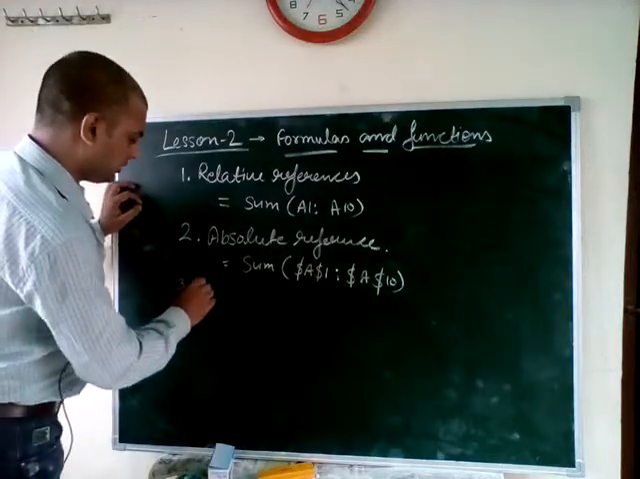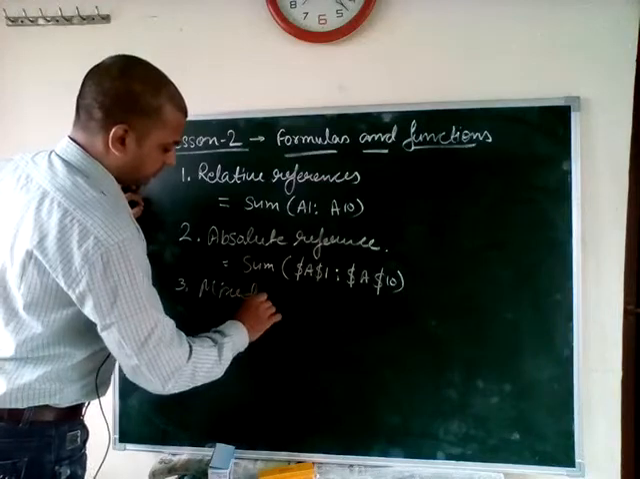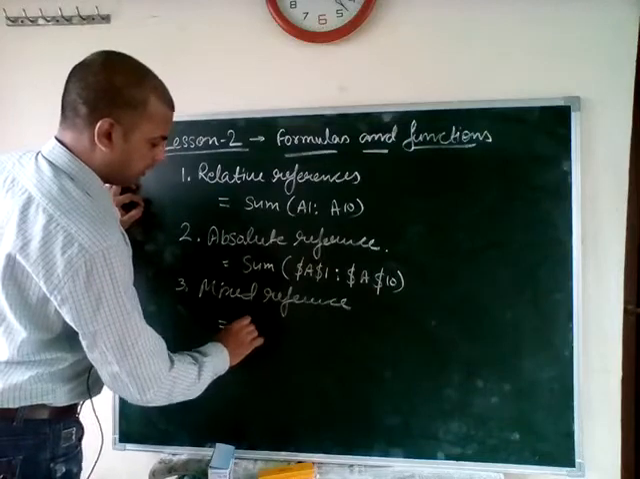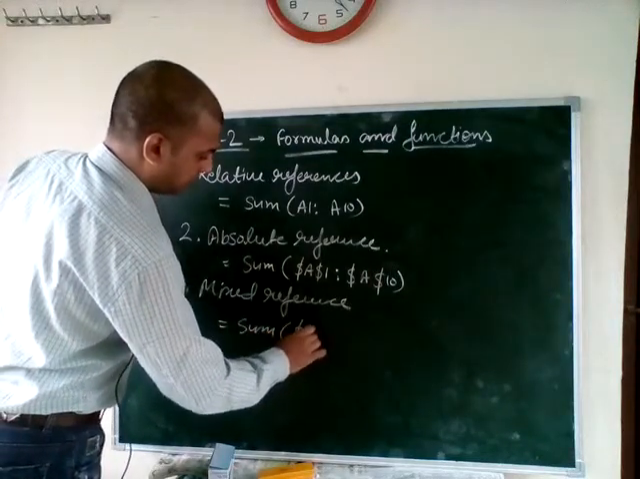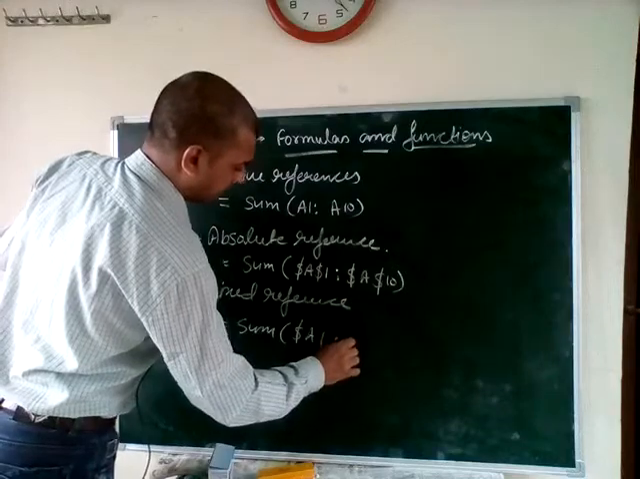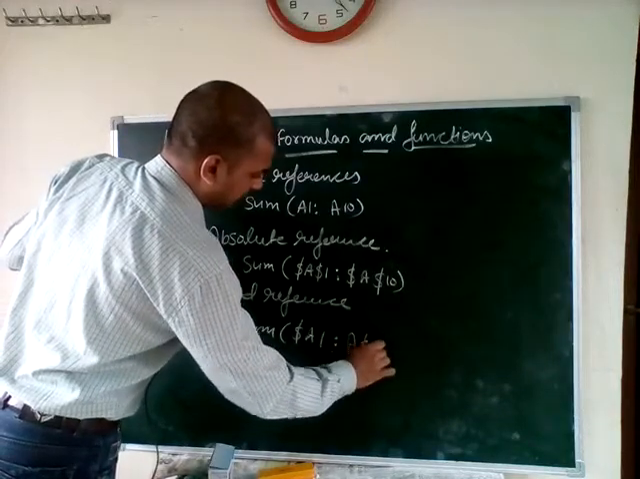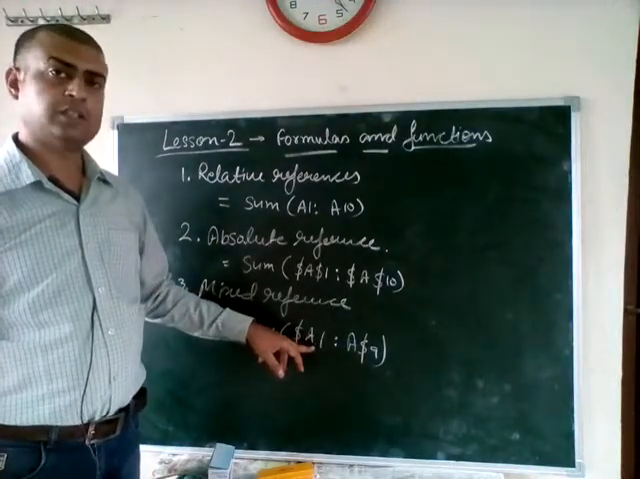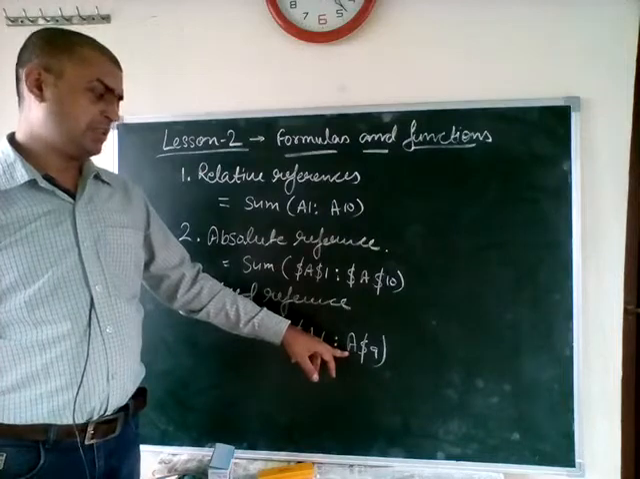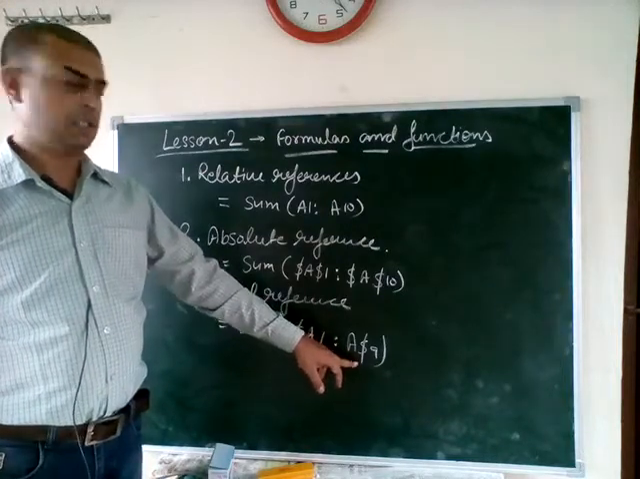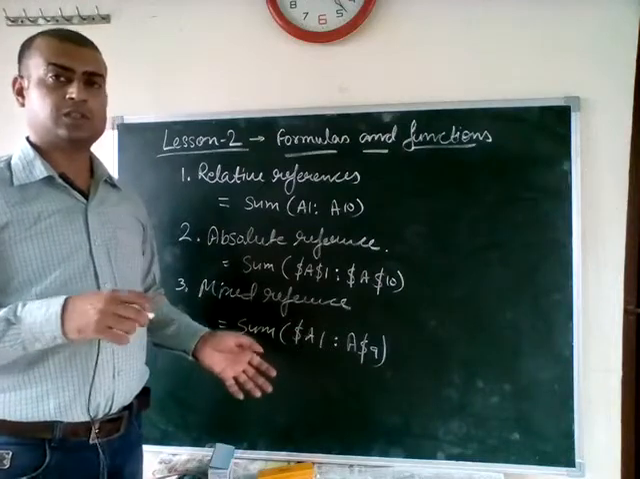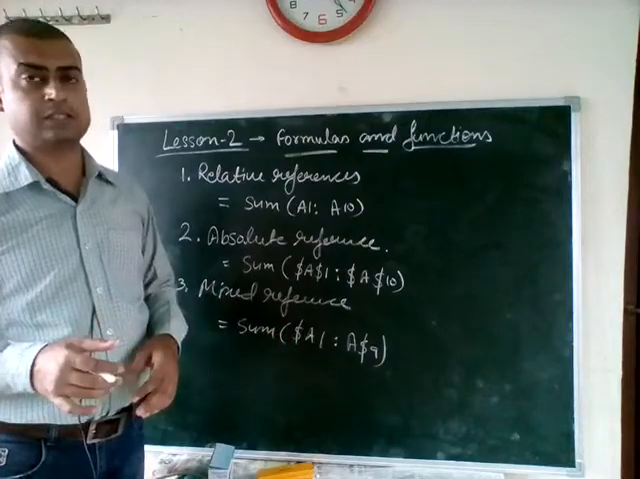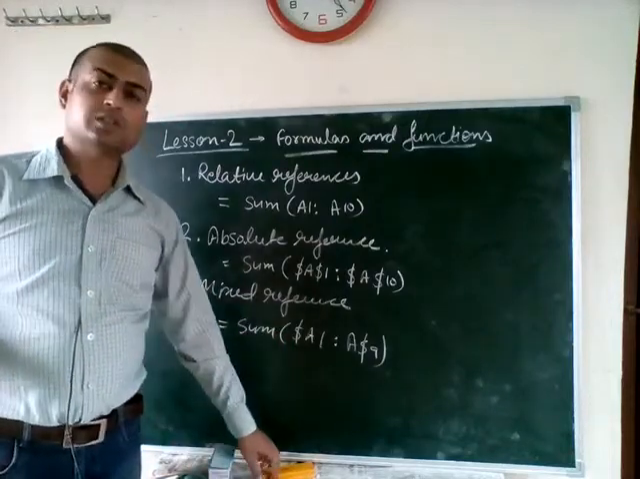Then number three is mixed reference. If SUM $A1 colon A$9, in this you can see A is fixed, meaning the column is fixed, row is not fixed. In the other, the column is not fixed and the row is fixed. So if a fixed part is present and a variable part is also present, then this is called mixed reference. You can use the sheet reference also.